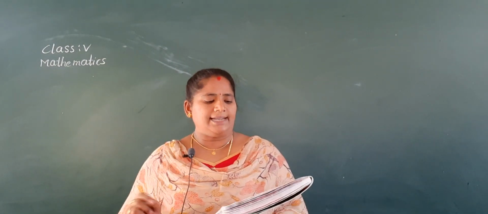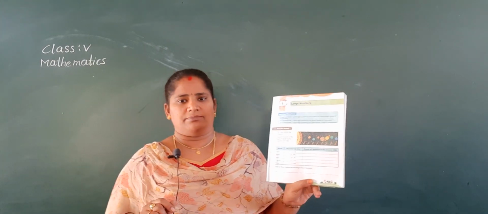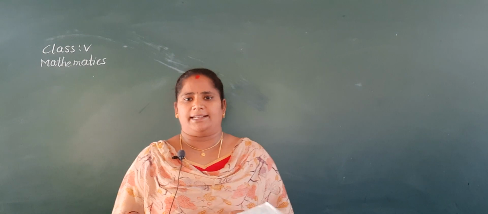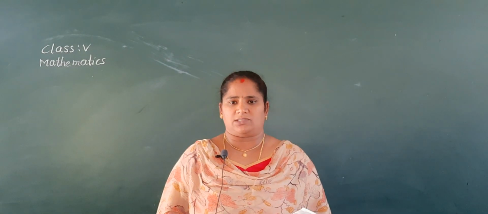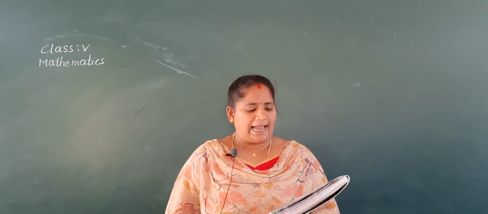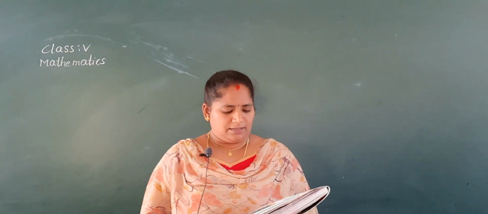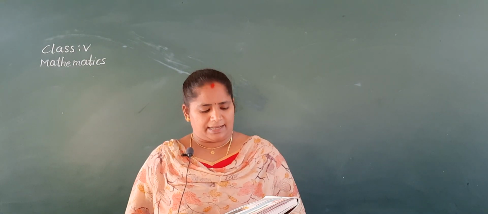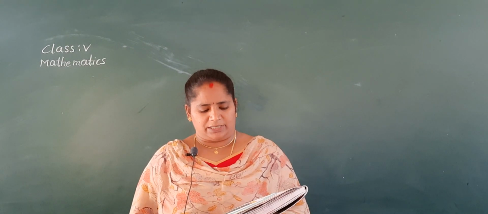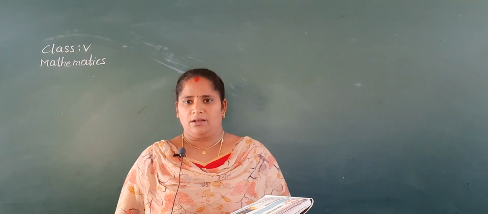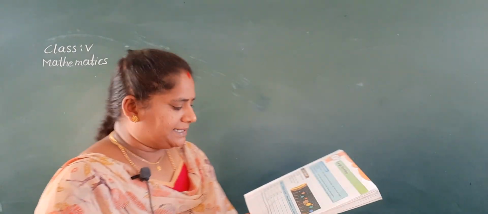See children, here let's get started. The large numbers. Our solar system has 8 planets. How many planets are there in our solar system? Yes, 8 planets. The diameter of some of the planets is given below. Complete the table. They are given the planet and the diameter. We have to round off the diameter to the nearest 1000. All of you open page number 9.